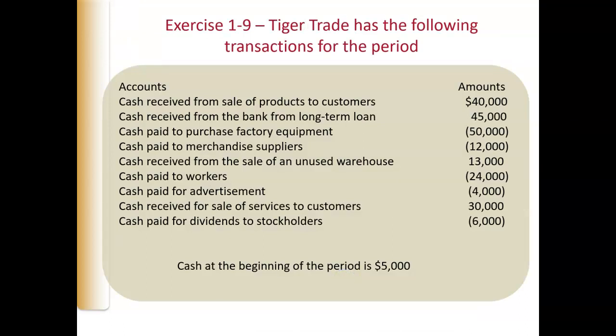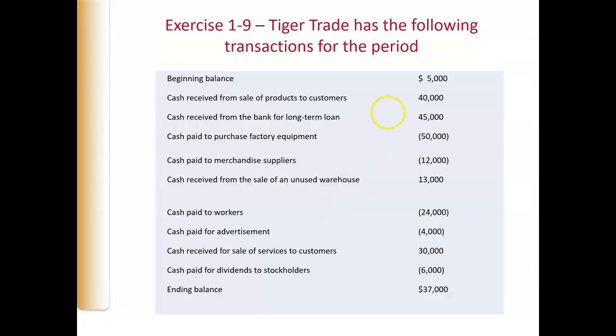Here, Tiger Trade had the following transactions. Cash at the beginning of the period is $5,000. Here we see cash received and cash paid. Money coming in, money going out. What we do is we show, we started with $5,000. We're showing cash came in from the sale of products to customers, that's a plus. Cash received from the bank for a long-term loan, that's a plus. Cash paid to purchase factory equipment, that's a minus. Cash paid to merchandise suppliers, that's a minus, meaning it went out.